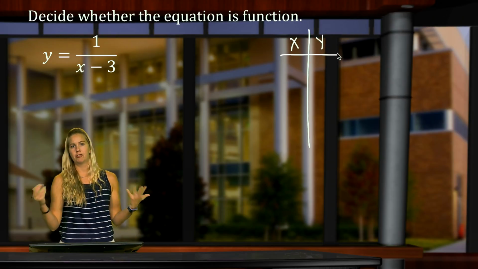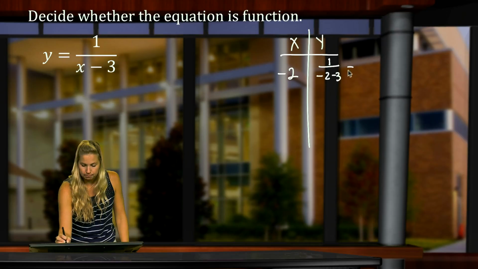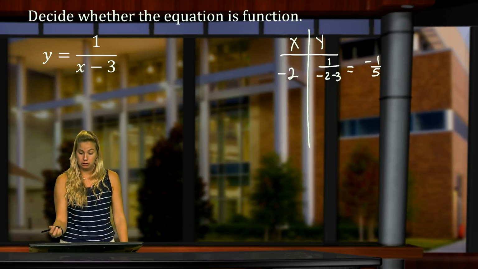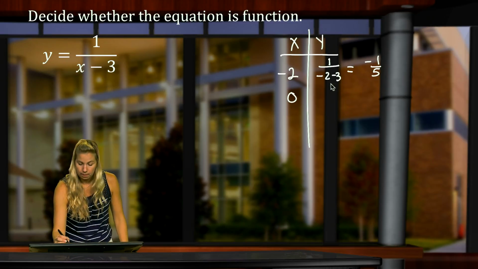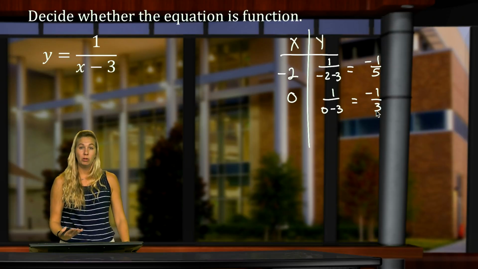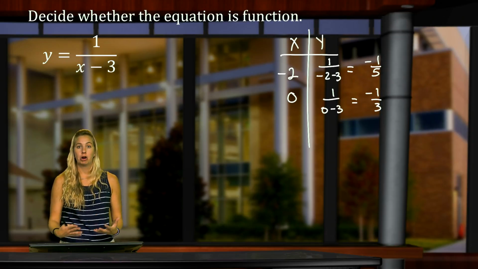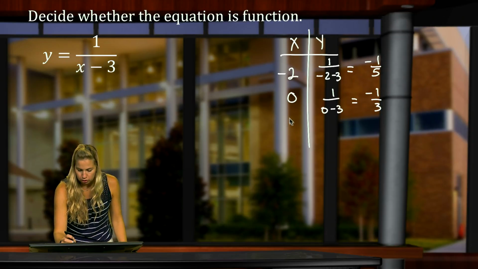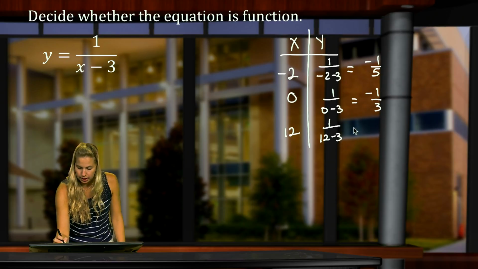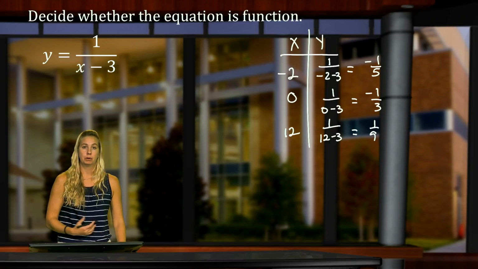I'm going to start with just a variety of numbers. So let's try negative 2. That gives me 1 over negative 2 minus 3, or negative 1/5. That's all I get. I don't get another answer when I plugged in negative 2. Let's try 0. 1 over 0 minus 3, that's negative 1/3. Still only getting one y value. Now I might want to try one other x value just to really confirm that I'm only going to get one y value out. Let's try 12. 1 over 12 minus 3 is 1/9.